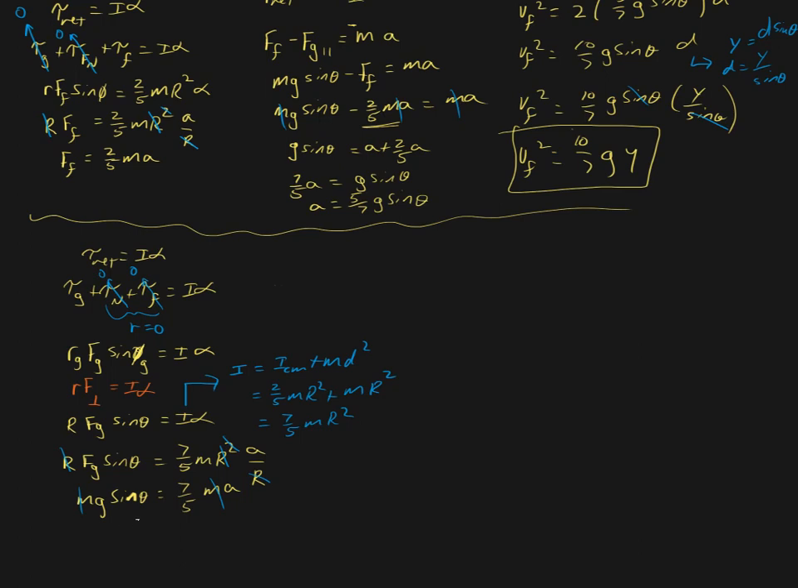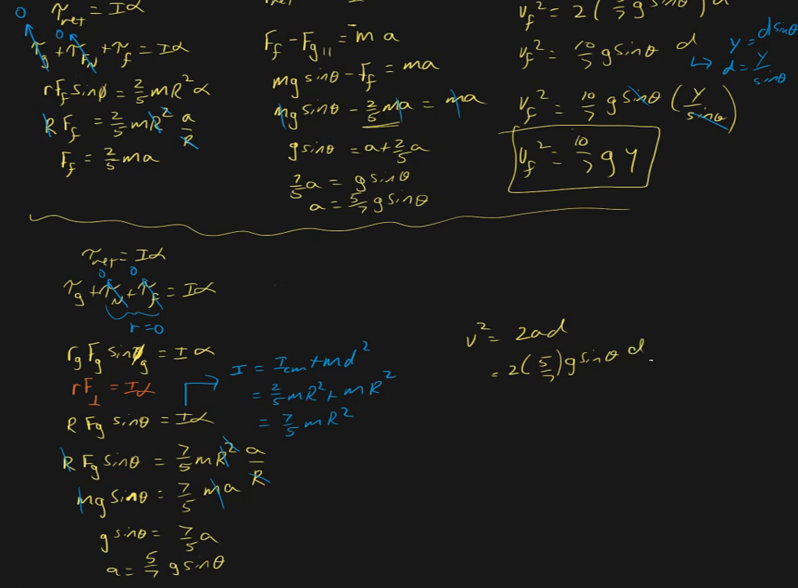Okay, so we get g sine theta is equal to 7/5 times the acceleration, or the acceleration is 5/7 g sine of theta. And now we'll use kinematics to finish solving it. So we have v squared is equal to 2ad. We already know it starts from rest. So that's going to be 2 times 5/7 g sine of theta for the acceleration times d.